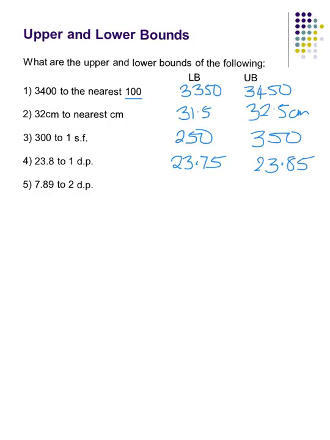7.89 to two decimal places. So I'm going to add and subtract 0.005. So my answer for this one will be 7.885, and the upper bound will be 7.895.